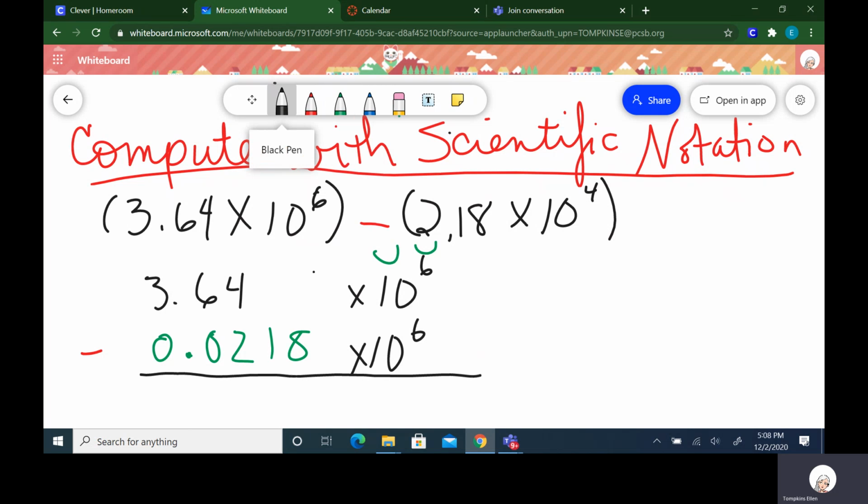All right, and again, with these, you really want those zeros there, or truthfully, you're going to run it out in the calculator. 3.64 minus 0.0218. You will get 3.6182 times, my exponents are matching, I'm just going to drop it. And there you go.